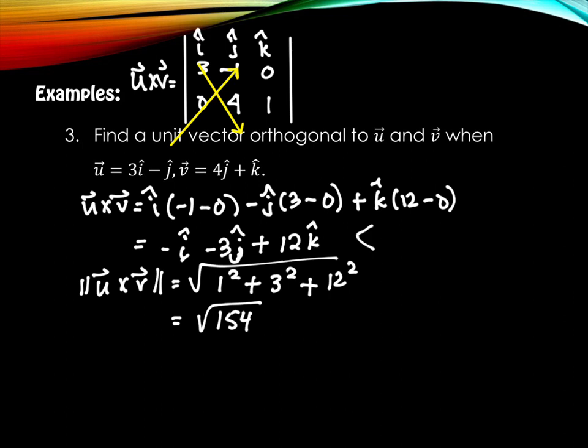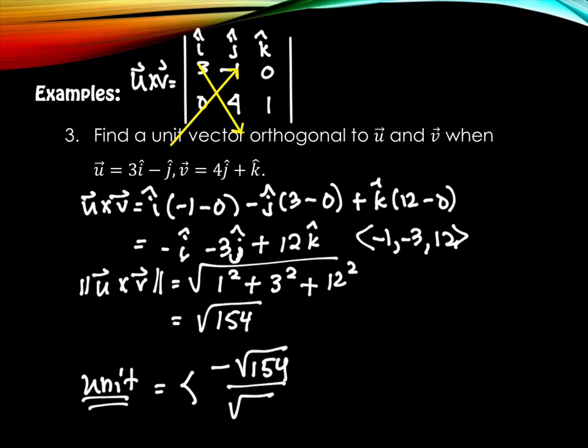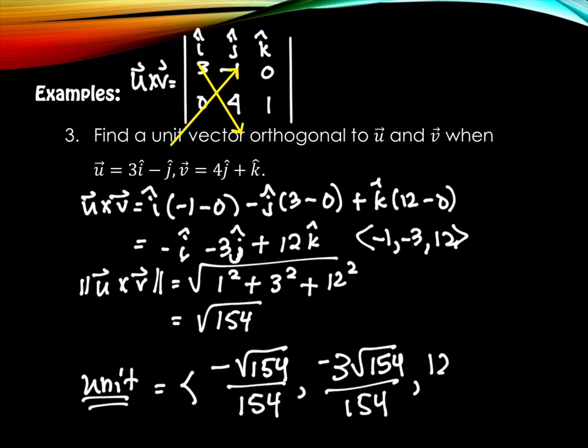If we think about writing this in unit vector component form, I have -1, -3, 12. And so this one, the unit vector, would actually be each of those divided by the square root of 154. And if I rationalize, I will get negative square root 154 over 154, and then I will have minus 3 square root 154 over 154. And I will have 12 square root 154 over 154.